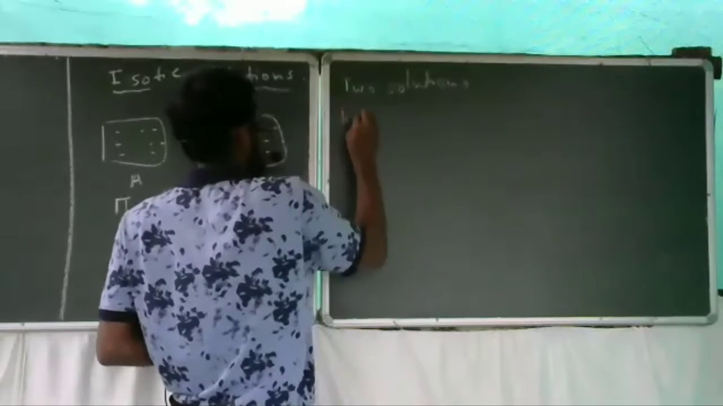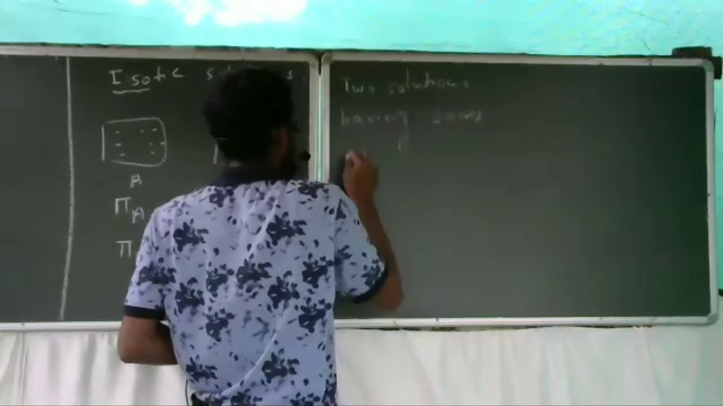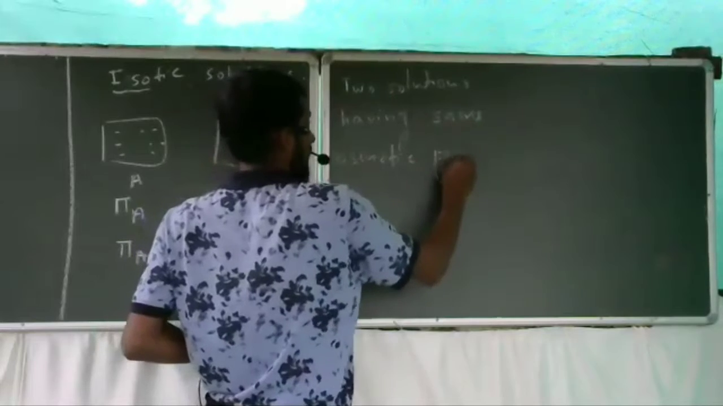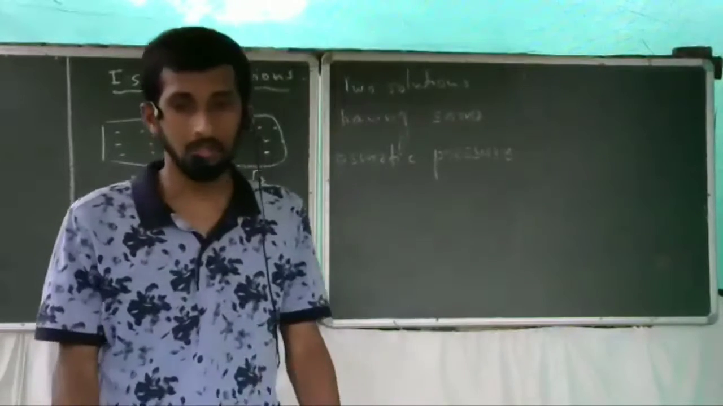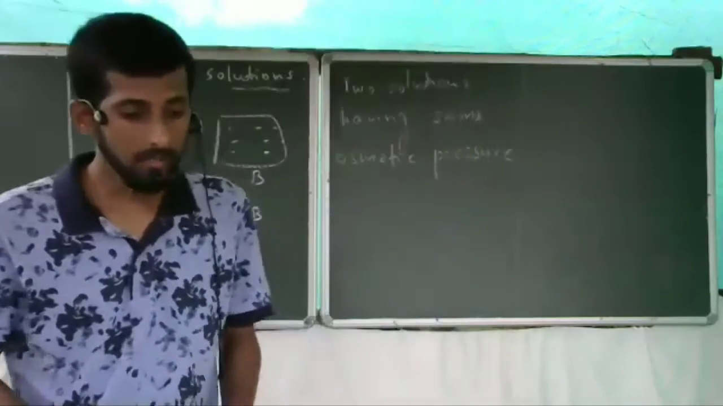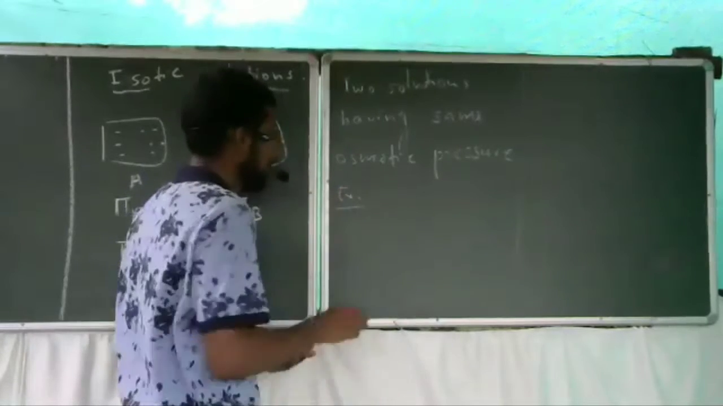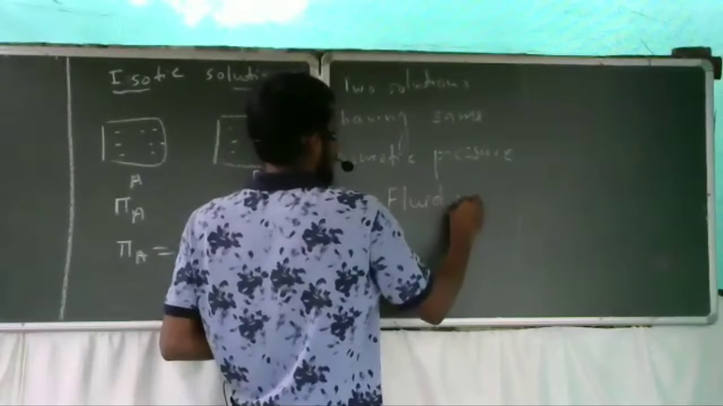So the definition we can write: two solutions having the same osmotic pressure, that solutions are called isotonic solutions.